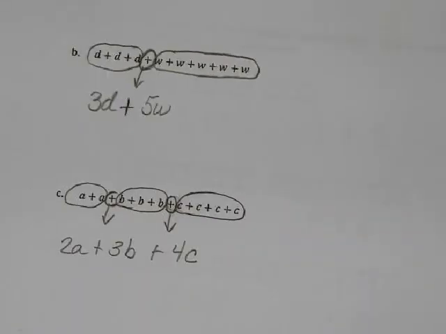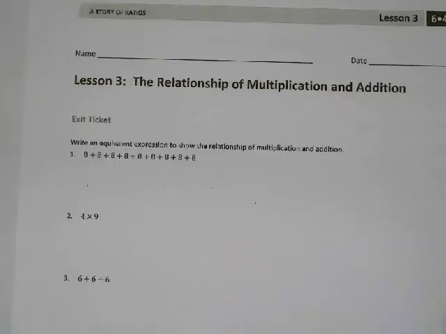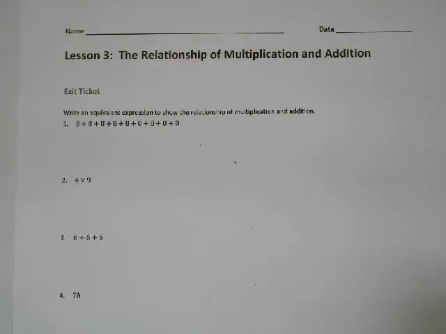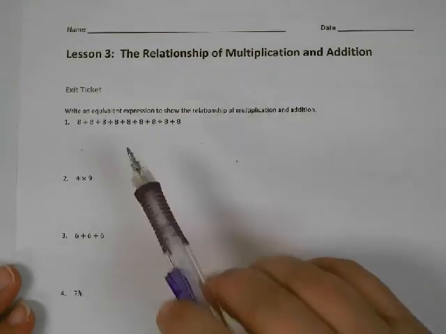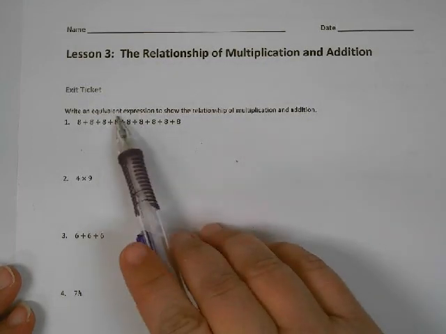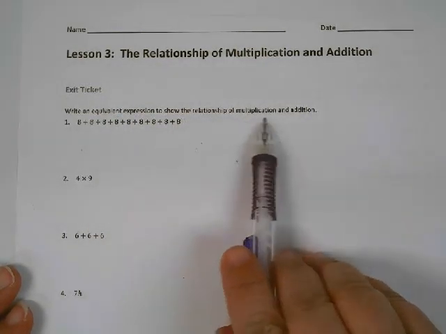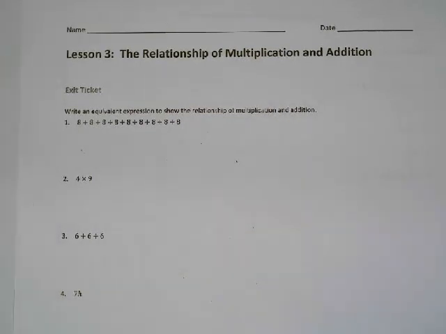That is the end of lesson 3. And now I'm going to go over today's assignment. On today's exit ticket, you're going to be practicing the same thing that we've practiced together in class. So for numbers 1 through 6, you're writing an equivalent expression to show the relationship of multiplication and addition. So that's just what we just practiced on numbers 2 and 5 in today's lesson.